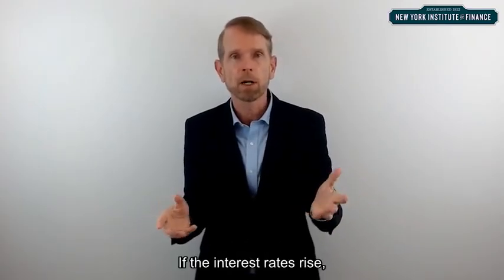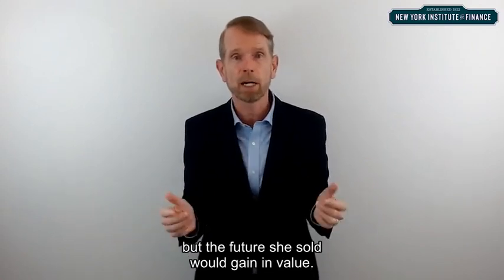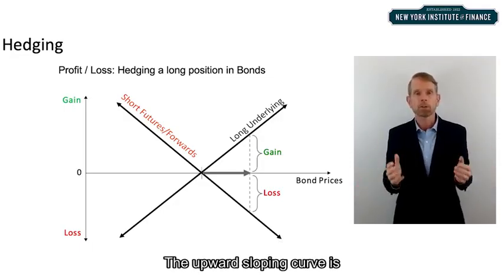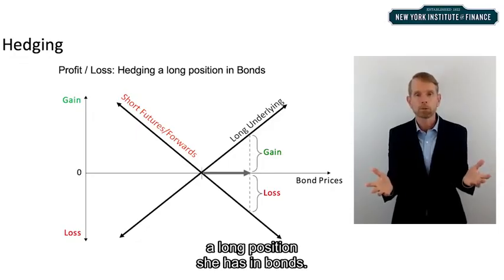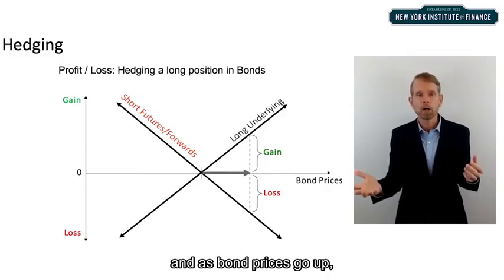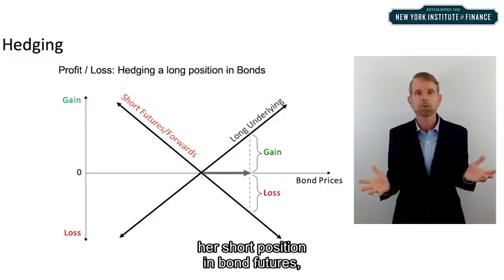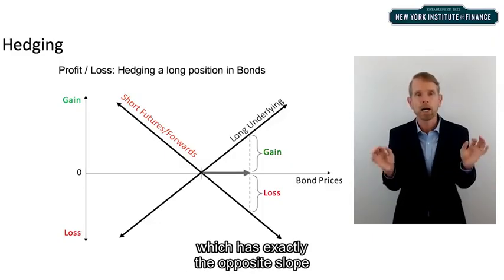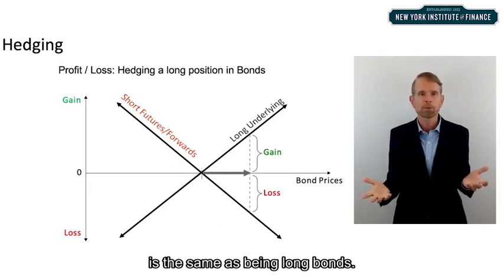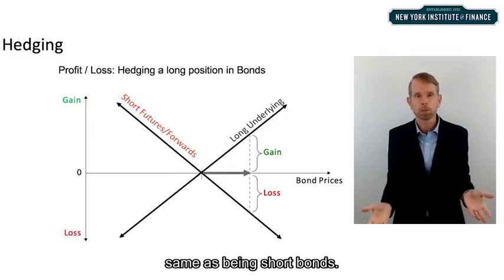If the interest rates rise, she would have a loss on her bond portfolio, but the future she sold would gain in value. Here's the profit and loss graph of the investor's position. The upward sloping curve is the long position she has in bonds. The horizontal axis is bond prices, and as bond prices go up, the value of her portfolio goes up. Now, offsetting this is her short position in bond futures, which has exactly the opposite slope of her position in bonds. So essentially, being long bond futures is the same as being long bonds, and being short bond futures is the same as being short bonds.